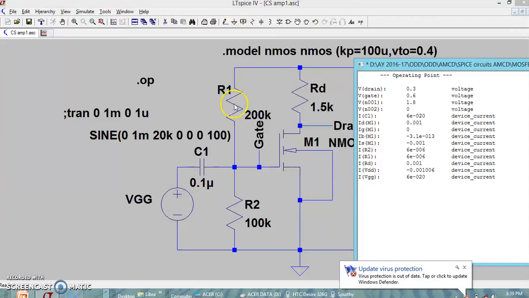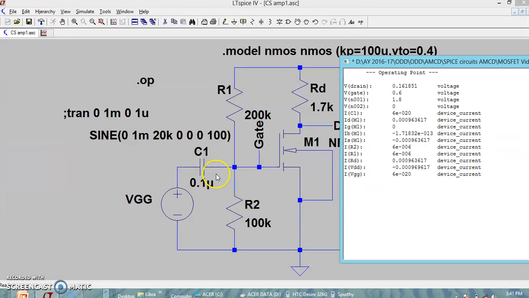Now you can see I have modified the value of RD from 1.2K to 1.5K. You can see the drain voltage has reduced from 0.6 to 0.3 now. Still the drain current is 1 milliampere. Why? This 0.3, whatever you have, 300 millivolts, is certainly greater than VDS sat. That's why it is still 1 milliampere. Let me further increase this RD value and try to see whether the drain current remains constant or not. So let me stop this and find out.